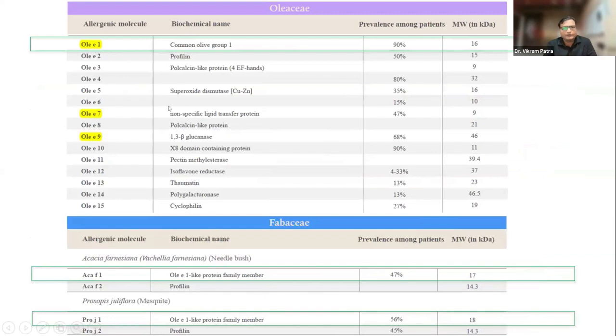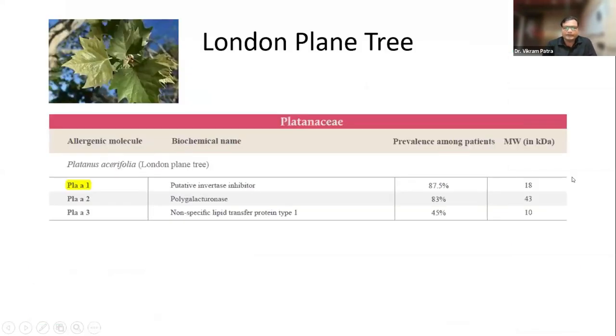Now olive was not native to our country, but now widely in Gujarat and Rajasthan, olive plantations are there. It is being cultivated for commercial use, and we are getting even Ole e 1 positive in many component resolved diagnosis reports. So this Ole e 1 is the common olive group. It's a separate group which is again present in our acacia and the Prosopis mesquites also. The Pro j 1, Aca f 1, and Ole e 1, they are all homologous. This is the London plane tree, which is uncommon in our country.